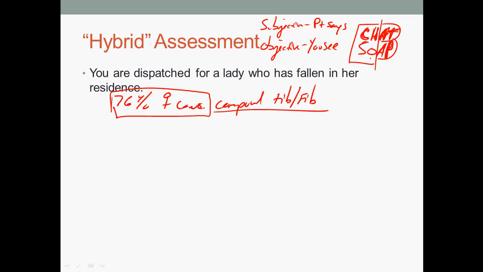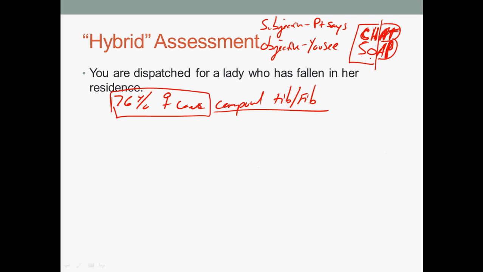Okay, so let's say you get her on your spine board, you wrap up her leg, get her in the truck, that sort of thing. So overall, you just did your job. Everything's great. But we're going to do a little bit more of an assessment. So objectively, let's see what happened. So objectively, tell me what happened.